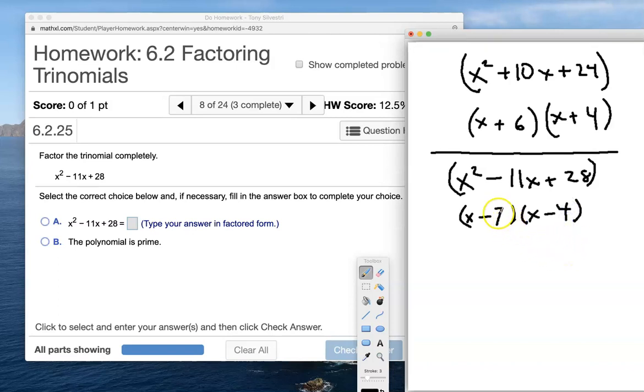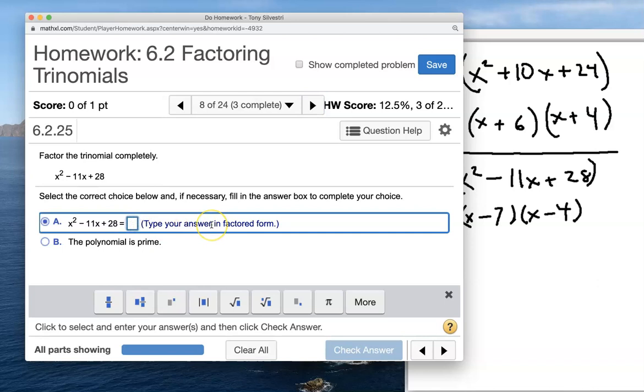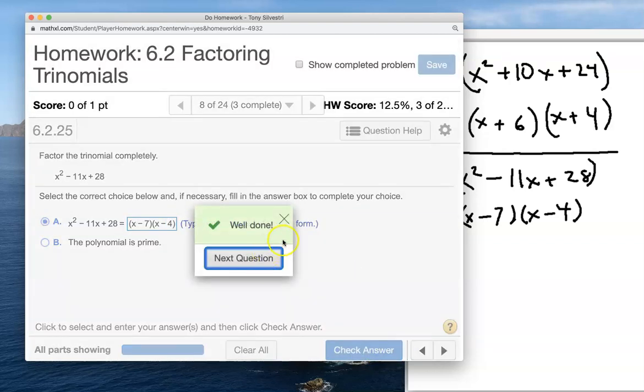I could have put the 4 in front and the 7 in the back. It doesn't matter because there's balance here: it's x minus and x minus. The only time it really makes a difference where you put the numbers is if you had an x plus and an x minus. If you FOIL this out, you'll get the negative 11 in the middle. So I'm going to put that in here and say x minus 7, x minus 4. Check my answer. Great job.